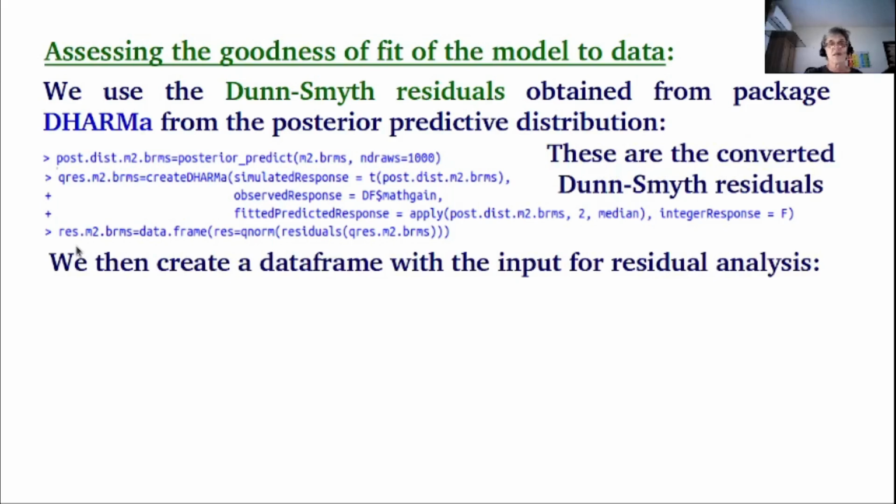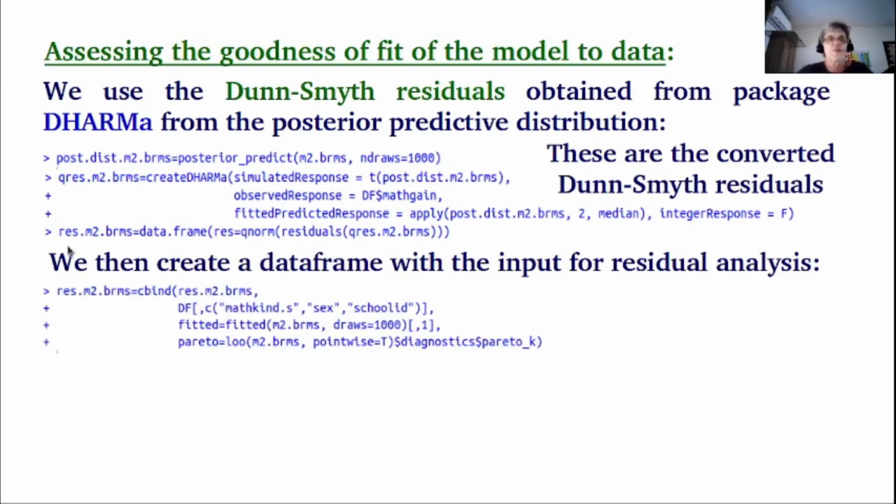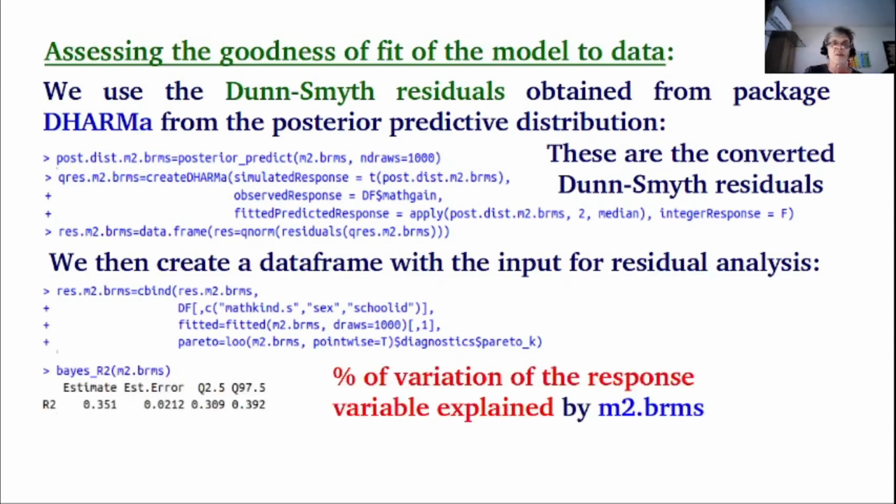And so we then create a data frame for the input of the residual analysis by putting the explanatory variables, the fitted or predicted values by the model, and the Pareto K coefficients that will be analogous to the Cook distances, in that it will tell us the importance of each data point for the posterior distributions of the fitted parameters.